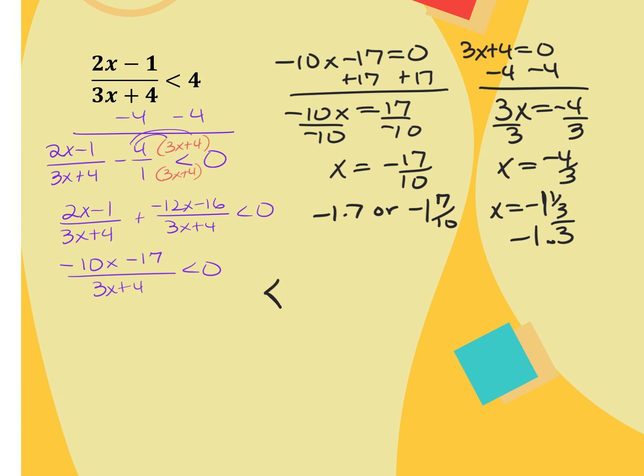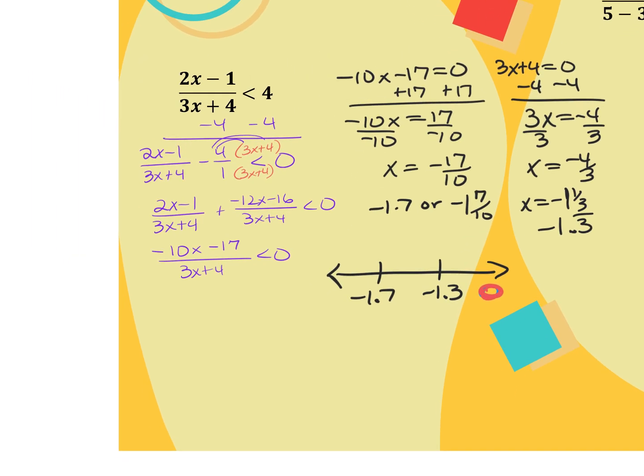So here's my number line. The negative 1.7 is the smaller number, goes first, and then the negative 1.3. Again, I'm looking for a test point. Notice this time 0 is not in the middle. 0 is located over here. So I'm going to plug it in, and then the result of if it's true or false, that's where the section will get the check or the x.